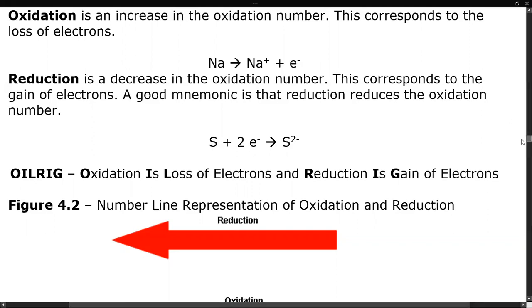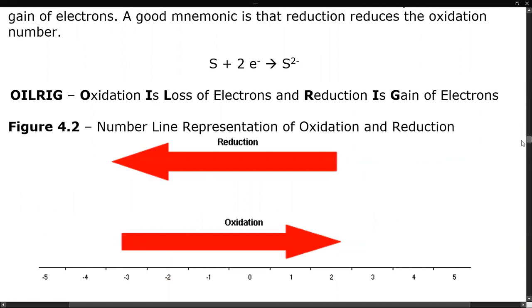I like this number line representation of oxidation numbers. That is, oxidation is going to be movement from left to right, that is, getting less negative or more positive. Reduction is movement from right to left on the line, meaning that it's getting less positive or more negative. And a lot of times it's easier to remember it that way than a lot of the other mnemonic devices people try to use.